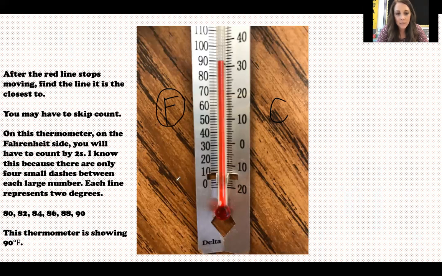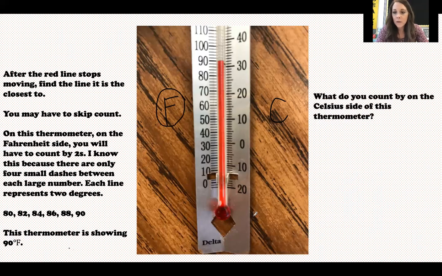All right, let's try the Celsius side together. What do you count by on the Celsius side of this thermometer? So I'm going to give you a second to see if you can figure out what you need to count by on this Celsius side. Or in other words, what do each of these lines represent? Okay, I'll give you a second to look. There's 20, there's 30. See if you can figure out what we need to skip count by, or if we need to skip count at all. Maybe we don't.